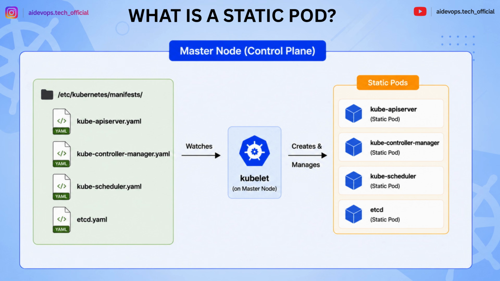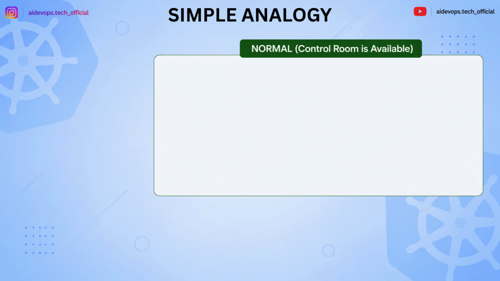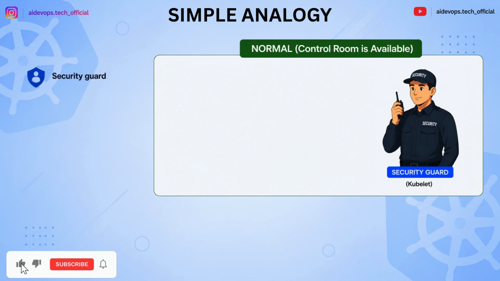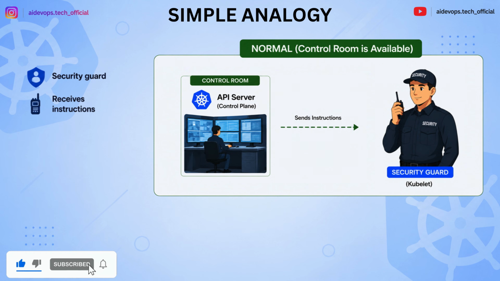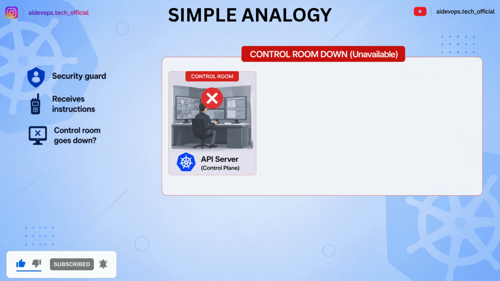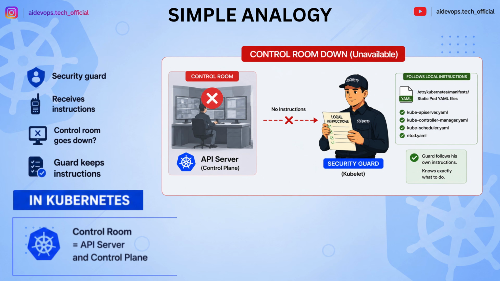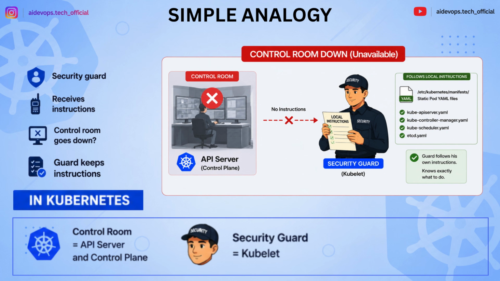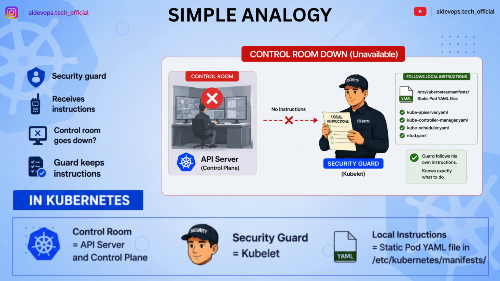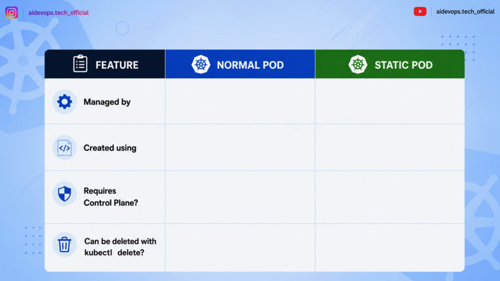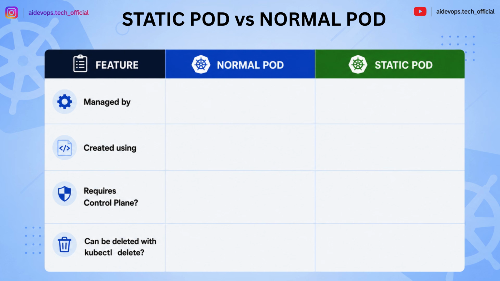Now let me give a simple example to understand this. Think of a security guard at a building. Normally the guard receives instructions from the control room, but what if the control room goes down? The guard keeps instructions with him, so even if the control room is unavailable, he knows exactly what to do. So in Kubernetes, the control room is equal to the API server and control plane, the security guard is equal to the kubelet, and the local instruction is equal to the static pod YAML file in the /etc/kubernetes/manifests folder.